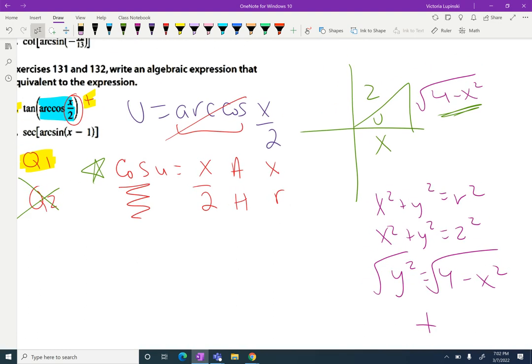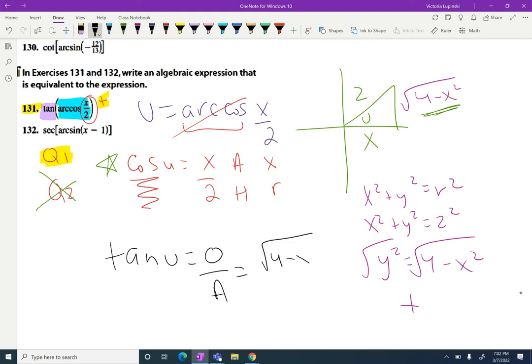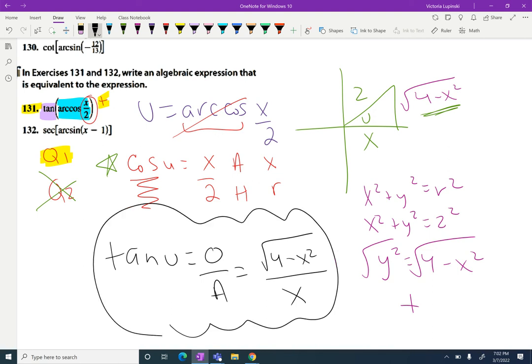Last but not least, after you have drawn the triangle in the appropriate quadrant and found the third side, go back and finish the question. This was a tangent of the inside, which you turned into the tangent of U. So the tangent is the opposite over the adjacent, or the y over the x. So the opposite is the square root of 4 minus x squared, all over x. That could be your final answer. It's perfectly fine to have a radical in the top, but if it was in the bottom, you would go ahead and rationalize.